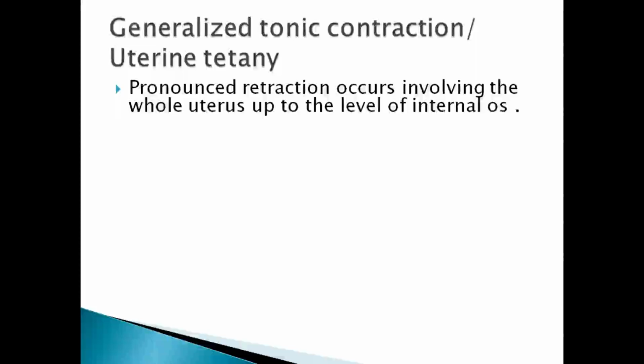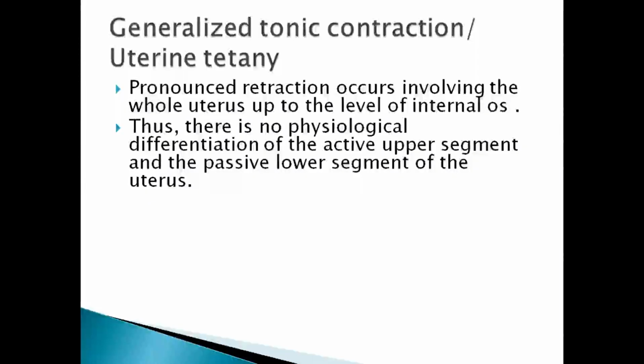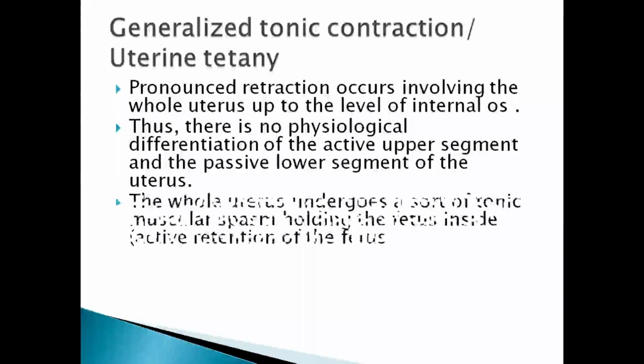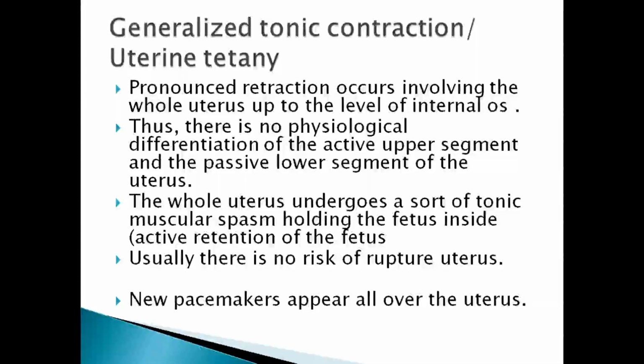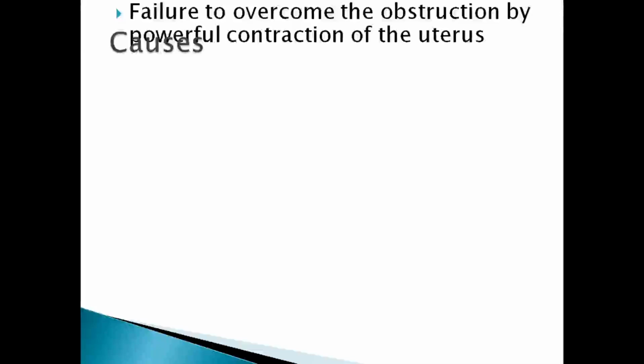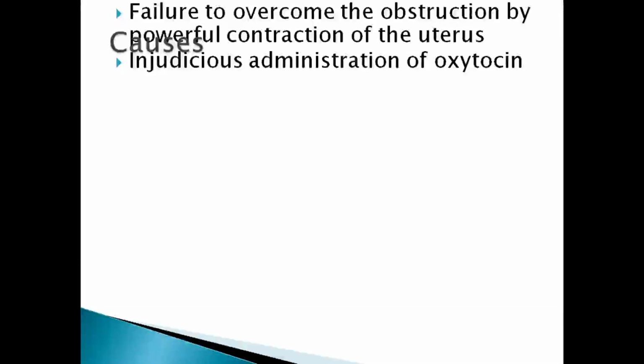Generalized tonic contractions, otherwise known as uterine tetany. Pronounced retraction occurs involving the whole uterus up to the level of the internal os. So, there is no physiological differentiation of the active upper segment and the passive lower segment of the uterus. The whole uterus undergoes a sort of tonic muscular spasm holding the fetus inside, that is, the active retention of the fetus. Usually there is no risk of rupture of the uterus because there is no physiological differentiation between upper and lower uterine segment. New pacemakers appear all over the uterus. Causes are failure to overcome obstructions by powerful contraction of the uterus and injudicious administration of oxytocin.